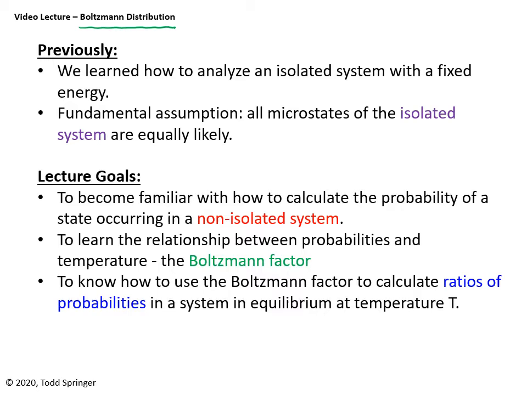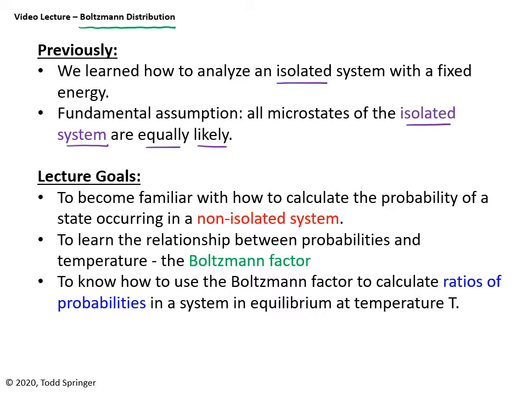Let me just remind you where we've been so far. Previously, we've been talking about isolated systems. So we had a bunch of particles which had to be distributed between energy levels, and the total energy of that whole system was fixed. So that was an isolated system. It had some fixed energy and couldn't exchange any energy with the outside. And in order to analyze that system, we wrote down all the possibilities, all the different ways that the particles could be distributed. And then we made the fundamental assumption that all of the microstates of the isolated system are equally likely, and that's how we were able to calculate probabilities in this system.